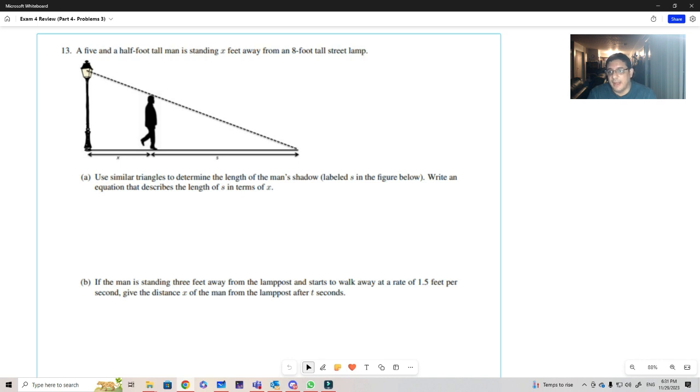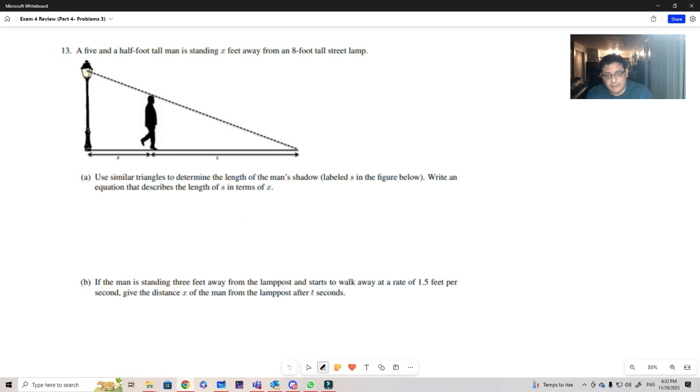We have a 5.5 foot tall man standing X feet away from an 8-foot street lamp. So we have this diagram here that represents the situation. We have the street lamp here. The man is standing X feet away, and the shadow is projected S feet away. Now, we want to use similarity of triangles to determine the length of the man's shadow, which is depicted here, and write an equation that describes the length of S in terms of X.